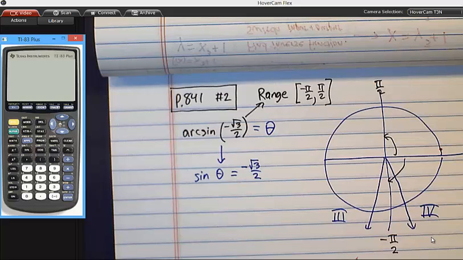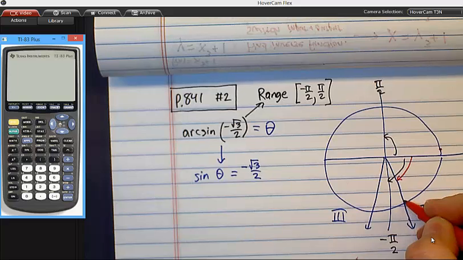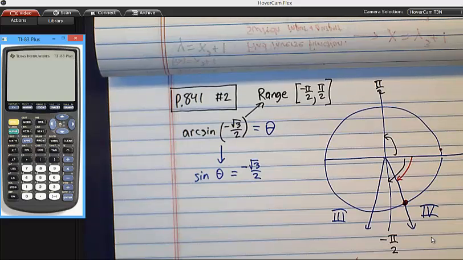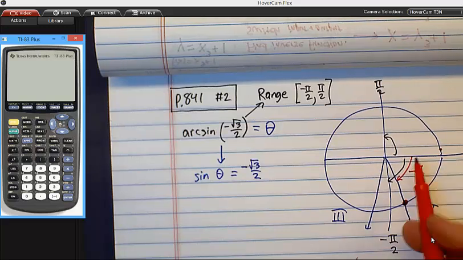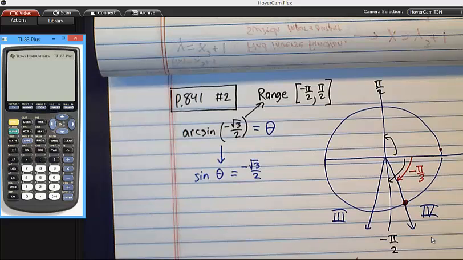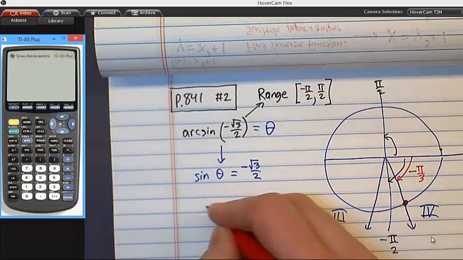You guys with me? So now you just have to figure out, well, I can see the answer at this point. It's that angle. What angle is that? Pi over 3. 5 pi over 3. Okay. So is it going to be negative pi over 3 or is it going to be 5 pi over 3? Again, I have to stay in this range. And so the answer is going to be negative pi over 3.